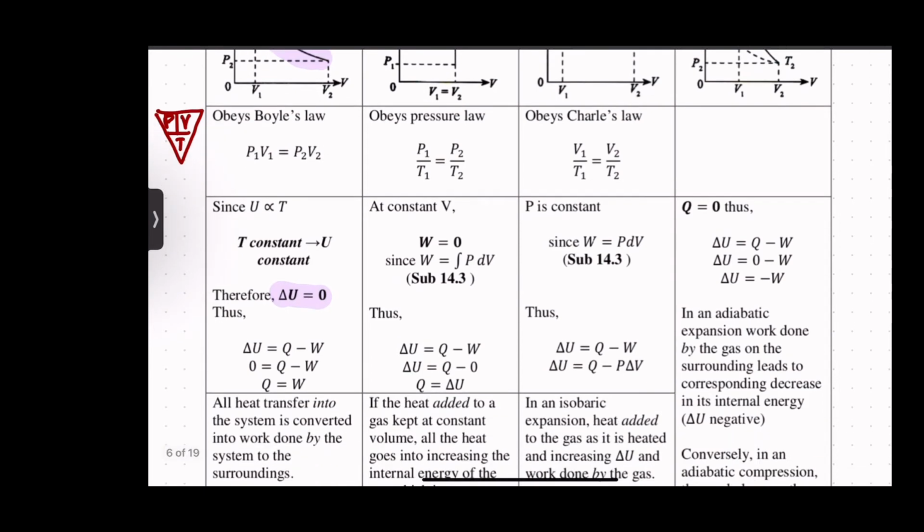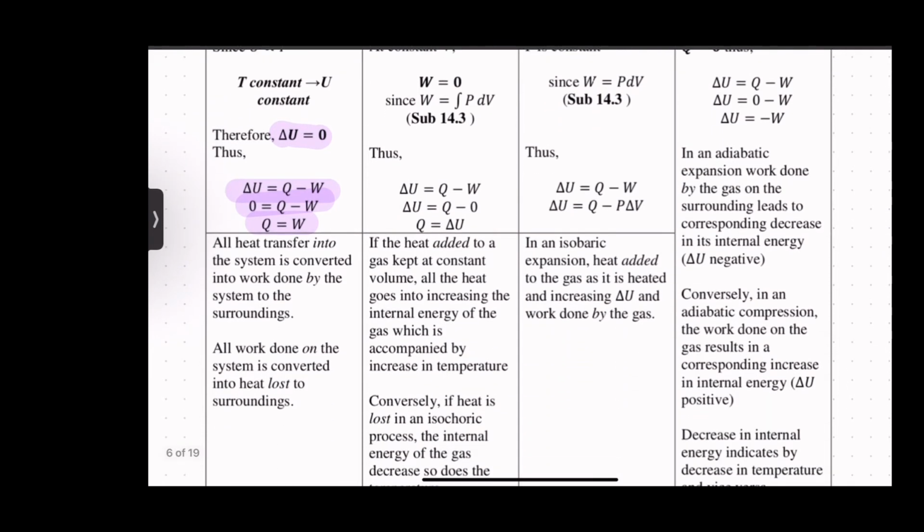Jadi based on thermodynamic equation, delta U is equal to Q minus W. So, bila delta U kosong, maka dalam thermodynamic punya case bagi isothermal process, Q akan sama dengan W. Heat is equal to work done. Okay, so all heat transfer into the system is converted into work done by the system to the surrounding. Okay, so all work done on the system is converted into heat loss to surrounding.